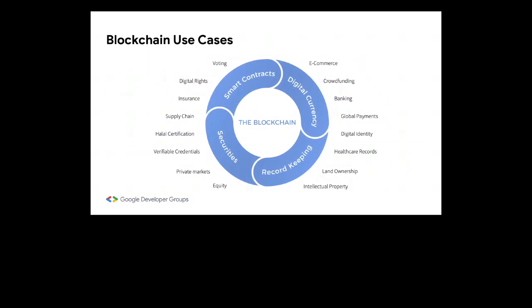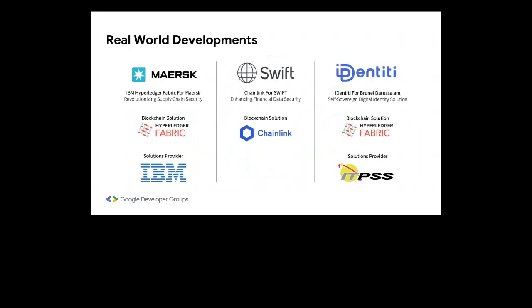Blockchain can be seen as a database. It can be used in e-commerce, crowdfunding, banking, global payments, digital identity, healthcare records, land ownership, intellectual property, equity, private markets, verifiable credentials, halal certification, supply chain, insurance, digital rights, and voting. Here we have real-world developments.